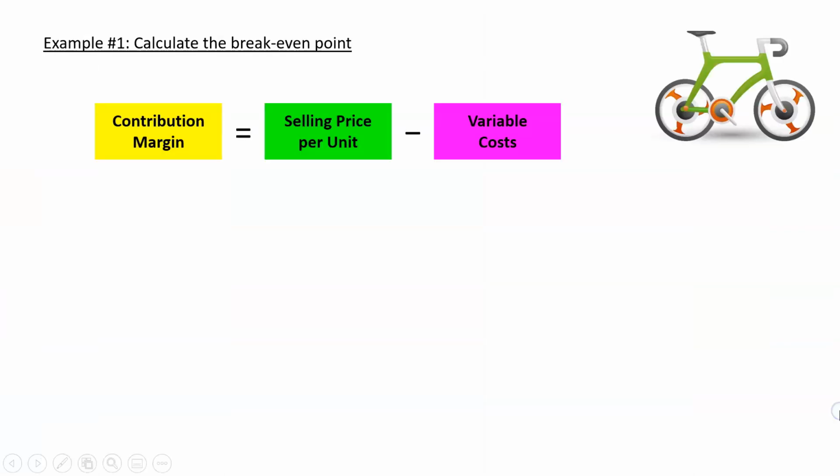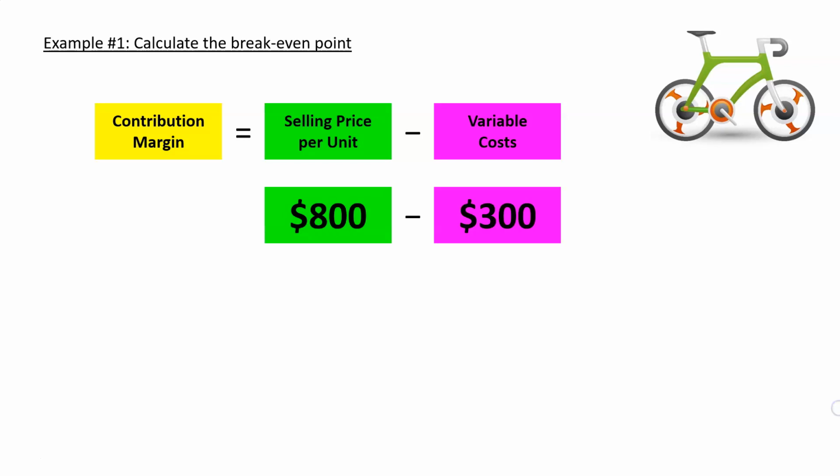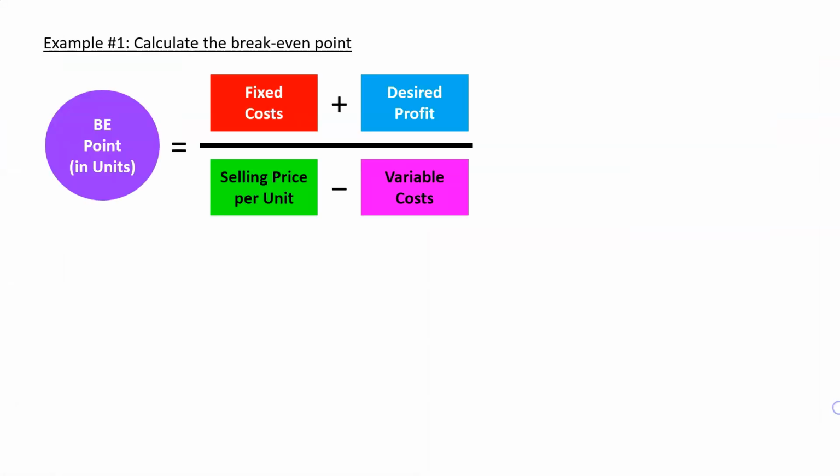Now we can calculate what's called the contribution margin. How much does the sale of each bike contribute to covering the fixed costs of the business? So we take the selling price per unit is $800, less the variable cost of $300. That's a contribution margin of $500. And now we've done all our legwork, we can actually calculate our break-even point. We said that in units is fixed costs plus desired profit divided by selling price per unit less the variable cost per unit. So let's plug some numbers in.